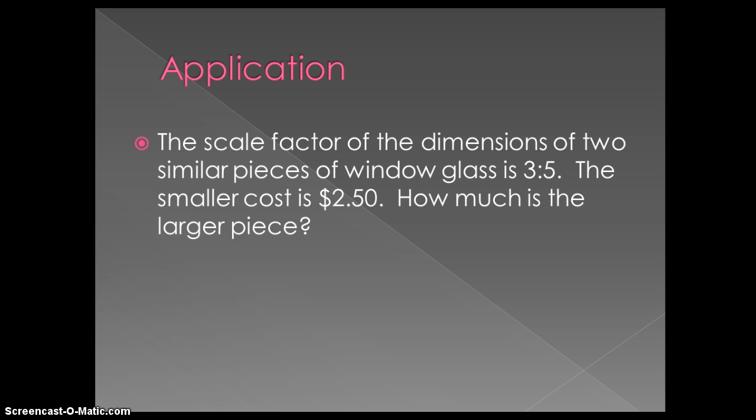Now, 3 to 5 is our scale factor, but when we're dealing with the cost of glass, you pay per square inch, per square unit. So we're going to need to deal here with area. So our scale factor is 3 to 5, but we need to find the area ratio, which is going to be 3 squared over 5 squared, or 9/25.